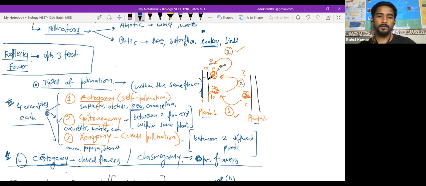The examples of xenogamy are written here: onion, papaya, and broccoli. These are the examples that have been asked. There are many flowers, so you can never remember all the examples. Most of the time, the question comes on the concept. Okay, sir.